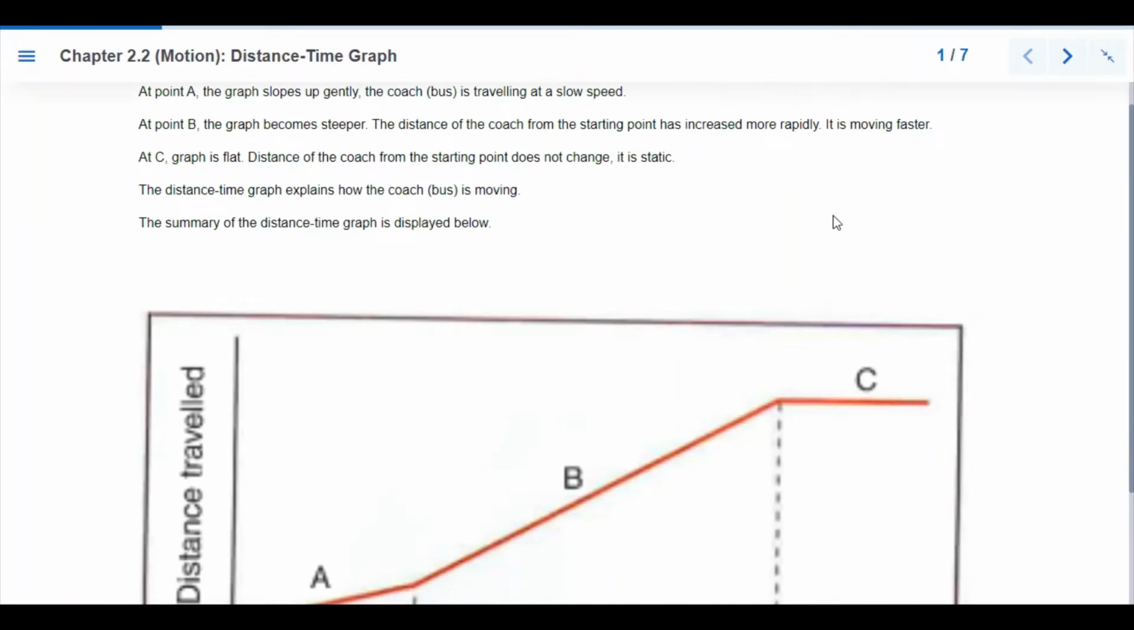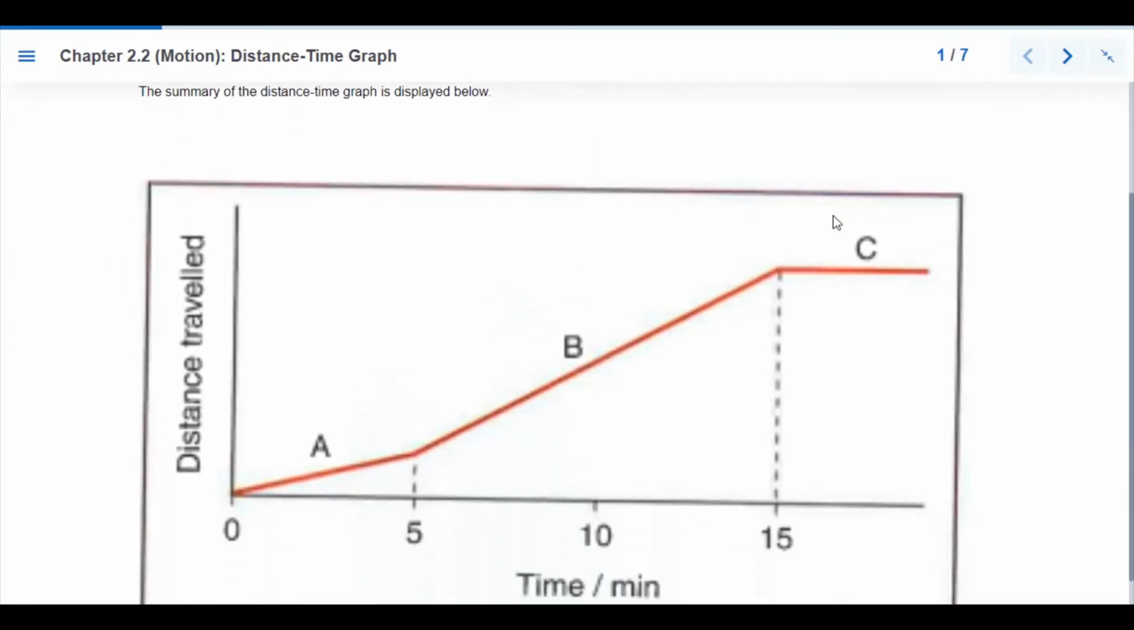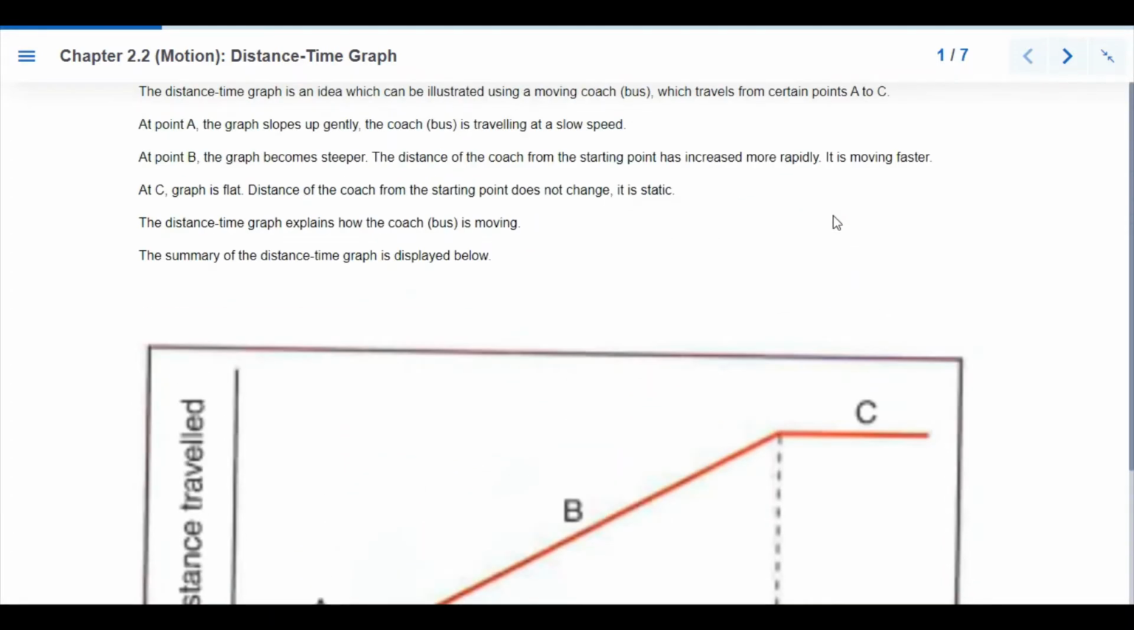The distance time graph explains how the coach is moving. So the summary of the distance graph is displayed below. For the first 5 minutes, that is at point A. For the next 10 minutes, that is at point B. And after the 15 minutes, the speed of the bus remains all the same at C.